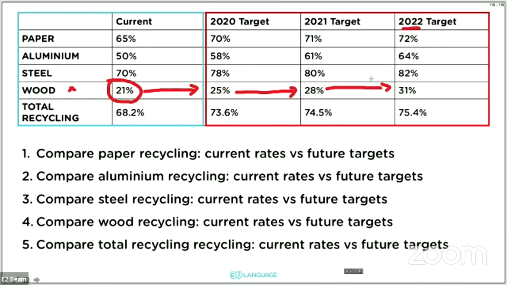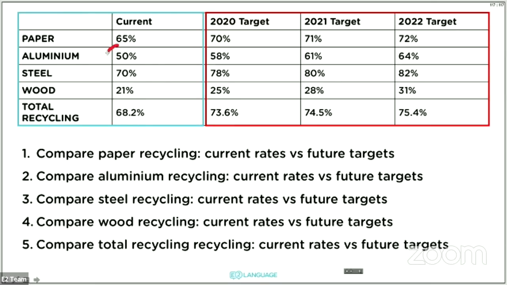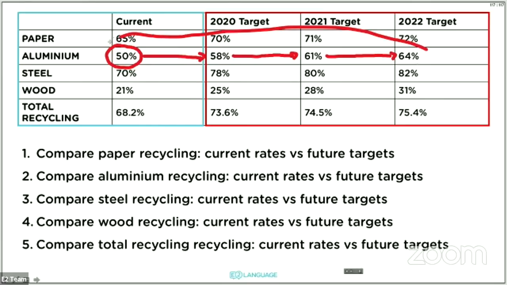Keep it simple. The decision about what you compare is so critical because it could be the difference between a good score and a bad score, depending on what you choose to compare. Let's have a look at aluminium, just as an example. So the current rate of recycling of aluminium is 50%. This is predicted to increase to 58% by 2020 and will increase incrementally by 3% each year until 2022. You can see how easy it is to compare this, to write about that.